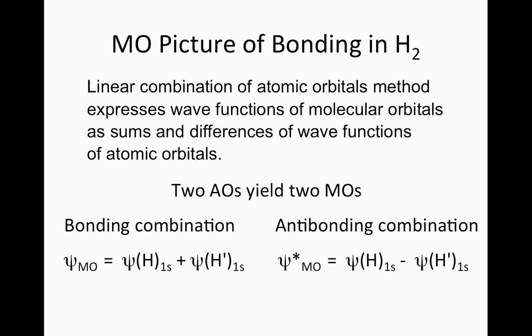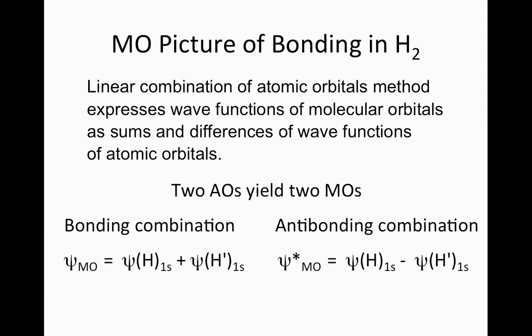Importantly, MO theory demonstrates that for every AO combined, an equivalent number of MOs, molecular orbitals, are produced. Thus, combining two AOs will produce two MOs. Combining four AOs will produce four MOs, and so on. The resultant molecular orbitals include a bonding combination indicated with the Greek letter psi, and an antibonding orbital indicated with the Greek letter psi star, which you can see down at the bottom of the slide.